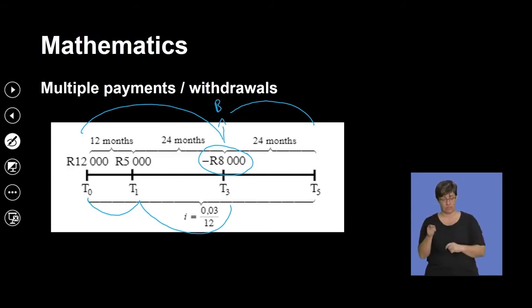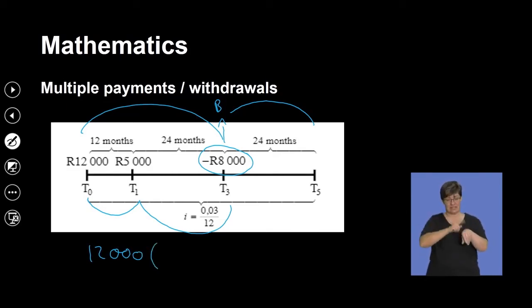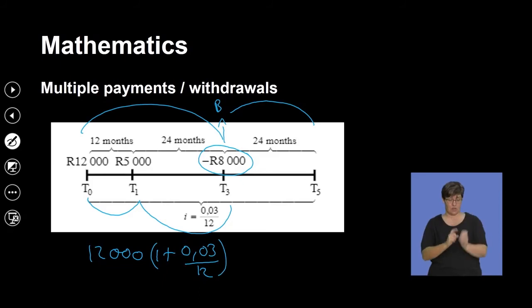So if we do a calculation for this, we will then say that this is actually going to be the 12,000, right? The 12,000 gained interest for the whole duration of the investment until T3, before she actually withdraws this much, right? So I will then calculate this for the 3 years at a rate of 3%. 0.03 over 12. So this is for the first 3 years, it was that, right?